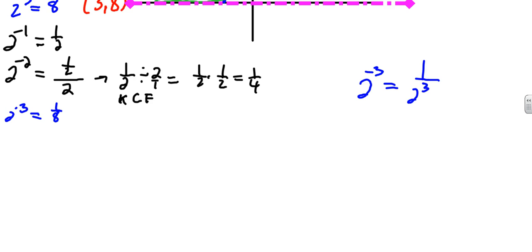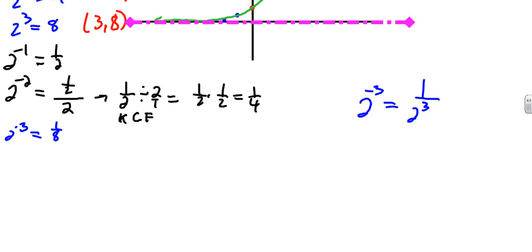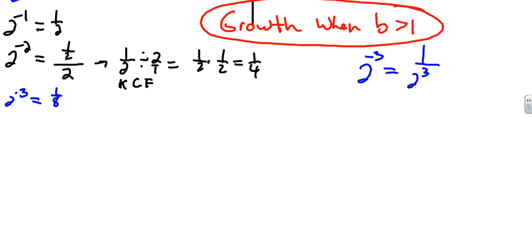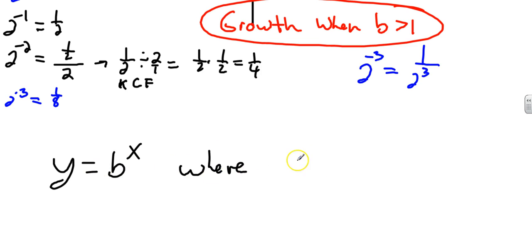Okay, so if your base here is bigger than 1, it's going to have that basic shape, and that's basically a growth, because that's your exponential growth if you want to look at it that way. The other one they're going to have you do is exponential decay, where your base is somewhere between 0 and 1.